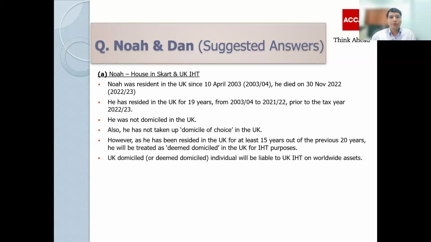So you can say a UK domiciled or deemed domiciled individual will be liable to UK inheritance tax on worldwide assets. Remember that table that we discussed. That table is telling you that if someone is domiciled or deemed domiciled, then he or she will be liable to UK inheritance tax on the assets, no matter wherever the assets are situated. So it's a bit of a longer answer for 3 marks.